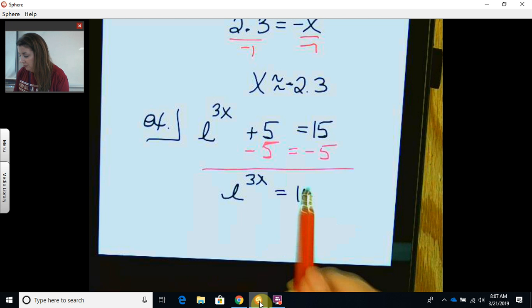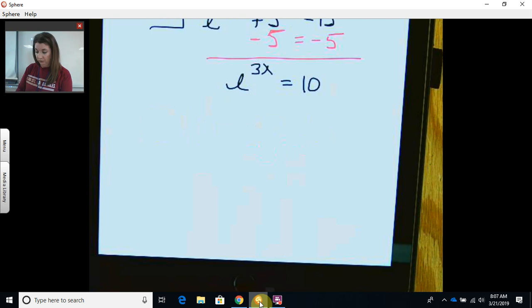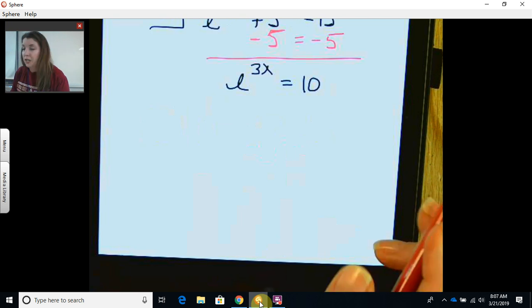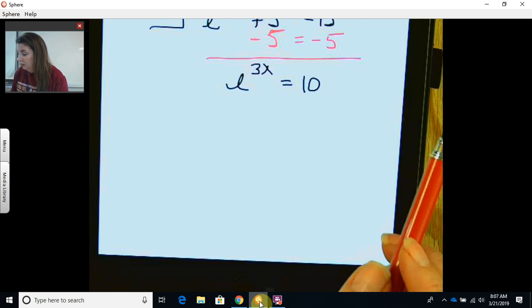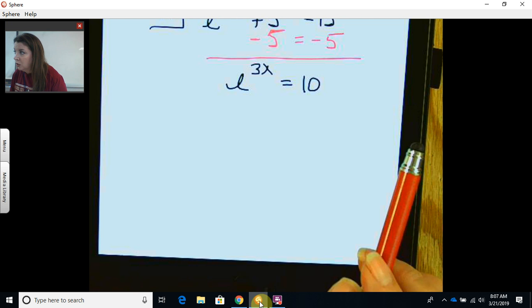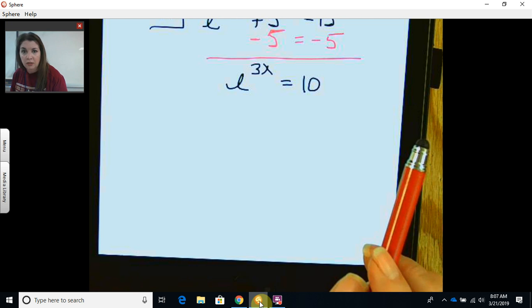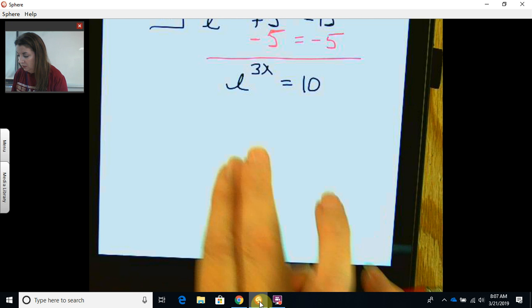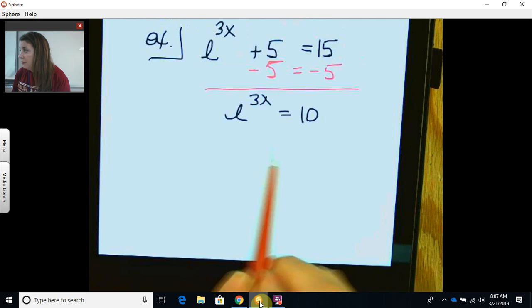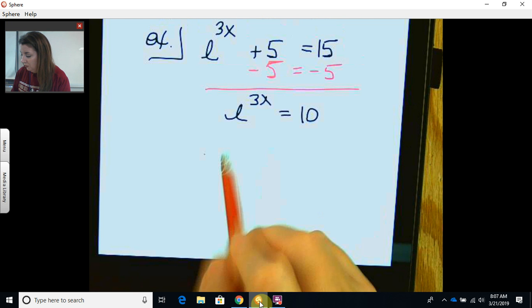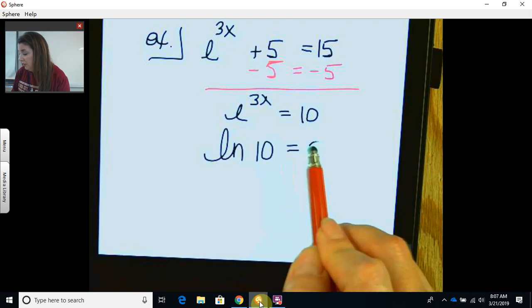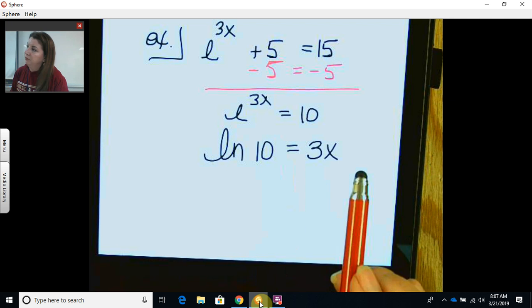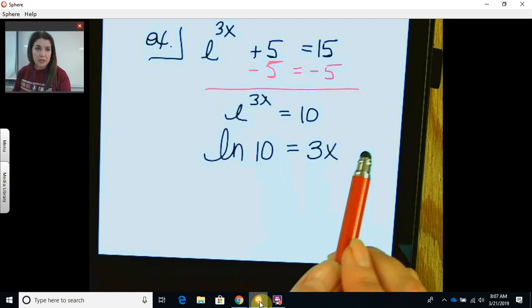Now what shall we do? Logarithmic form, so it'll be log base what? Natural logarithmic form. So log base e is the same thing as the natural log, right? Of 10 equals 3x. I'm sorry, I couldn't hear you over the air conditioner. Now what will we do?